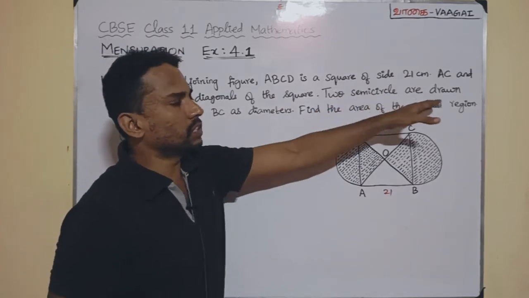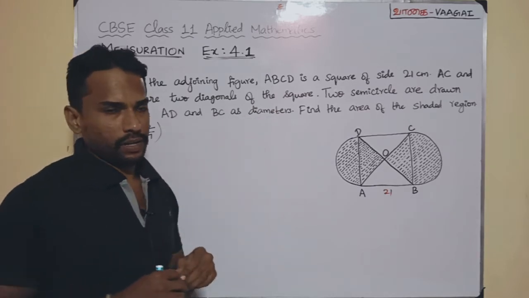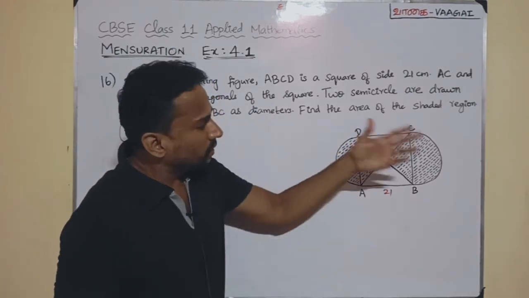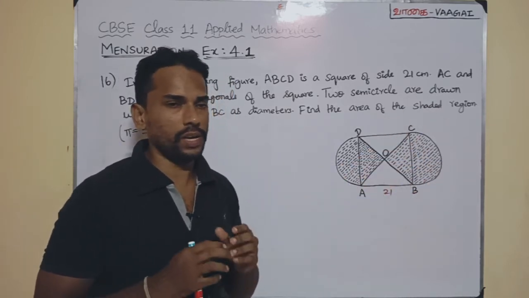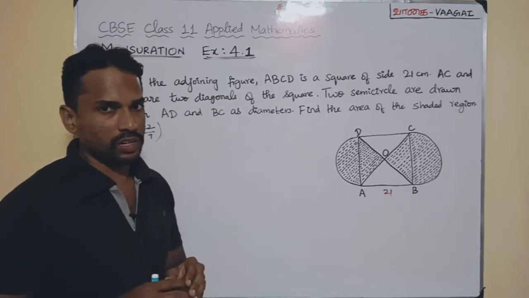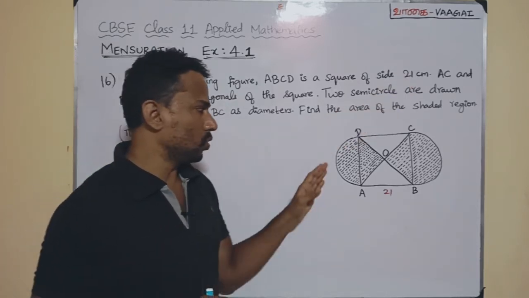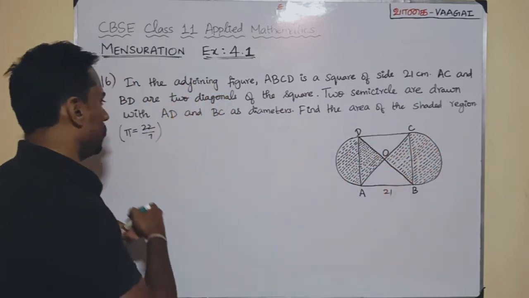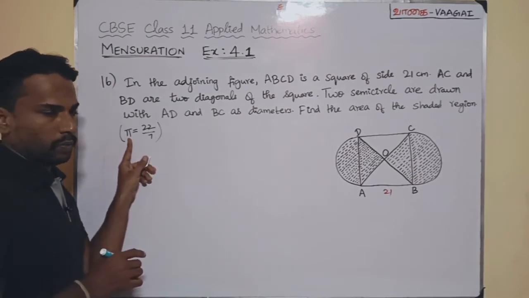Two semicircles are drawn with AD and BC as diameters. Now with AD as diameter, here a semicircle is formed. With BC as diameter, that side also another semicircle is formed. Now finally, what is the question? Find the area of the shaded region. So this is going to be the question. You can see some region is going to be shaded here. We need to find the area of the shaded region, and we are also given to use the value of pi as 22/7. This is given.